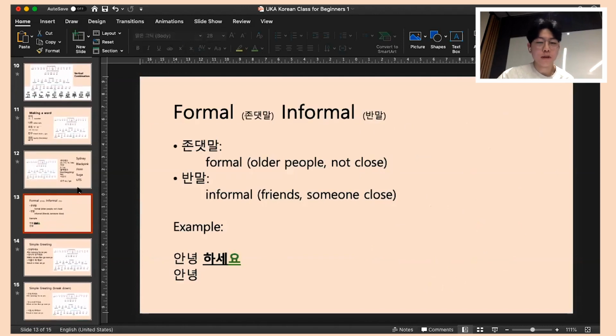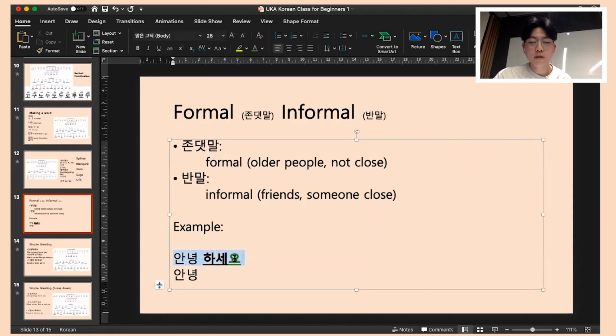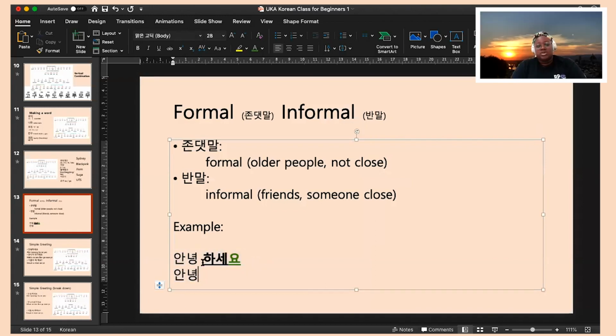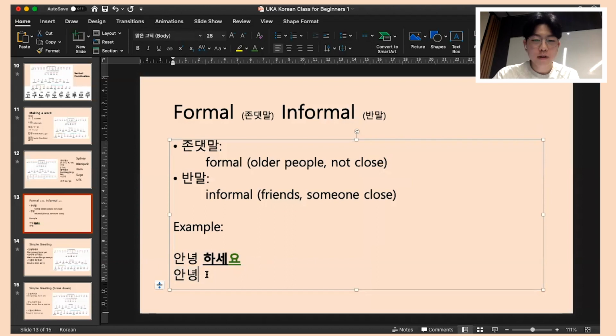We'll come back to the words later for harder words. But here are the formal and the informal. I don't know if you guys can say this. Do you guys want to try? There's two versions. 안녕하세요 and 안녕. Yep. So notice how this one has 하세요 at the end.